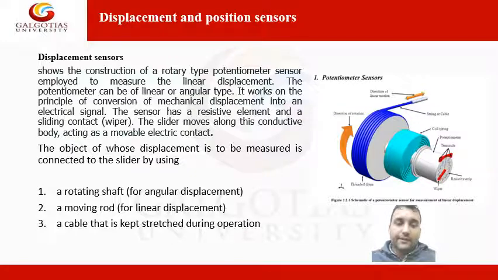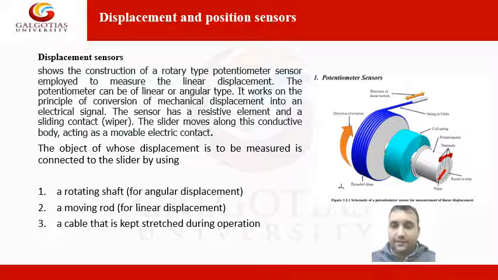As discussed in the last slide, this is the construction of a rotary type potentiometer sensor that is employed to measure displacement, and the potentiometer can be of a linear or angular type. It works on the principle of conversion of mechanical displacement into an electrical signal. The sensor has a resistive element and a sliding contact. The slider moves along the conductive body, acting as a movable electrical contact.